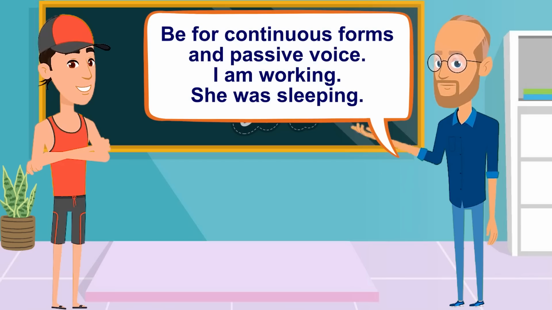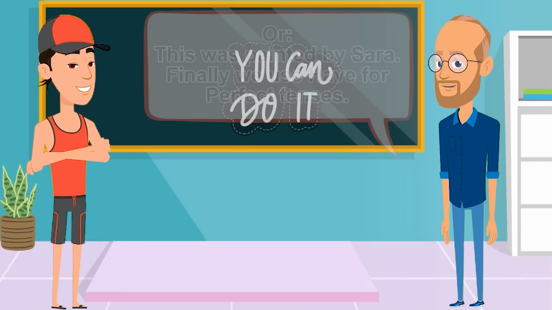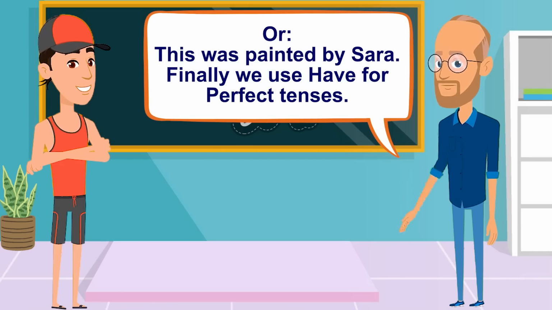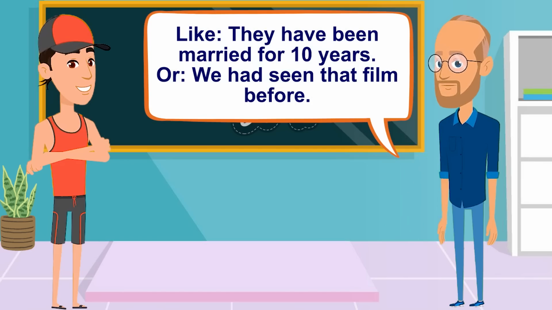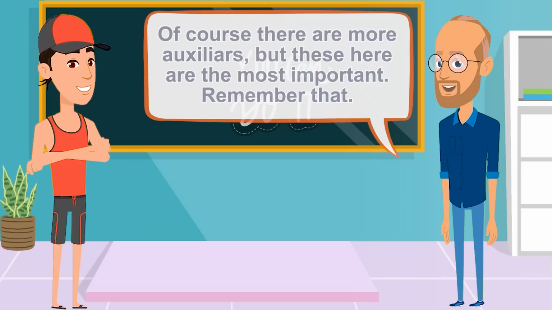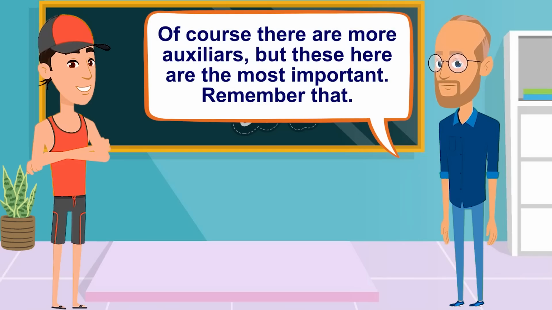And be for continuous forms and passive voice. "I am working. She was sleeping." Or "This was painted by Sarah." Finally, we use have for perfect tenses. Like, "They have been married for 10 years," or "We had seen that film before." Of course, there are more auxiliaries, but these here are the most important. Remember that.